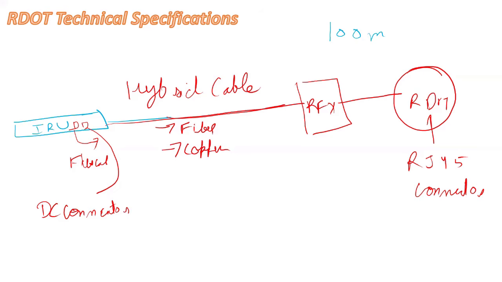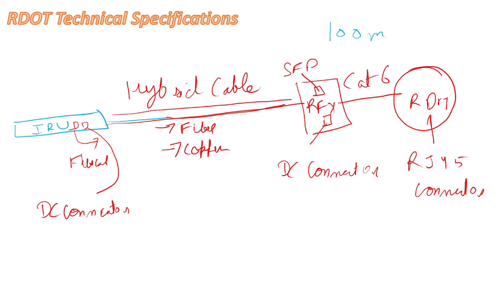And then here also in RFX, two ports will be there. One port will be for SFP and one port will be for DC connect, right? And then from RFX to RJ45, there will be a Cat6 cable, right? So this way you can increase the length between IRU and the R dot, right? But the length of the hybrid cable is dependent on the gauge. For example, for 12 AWG, the maximum length can be around 700 meters.